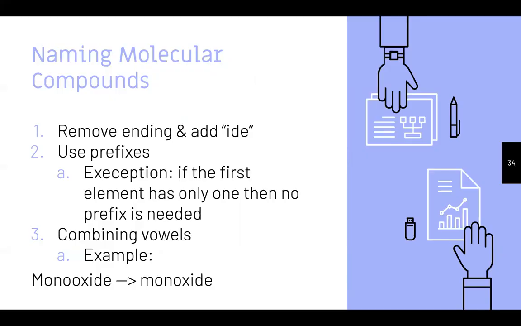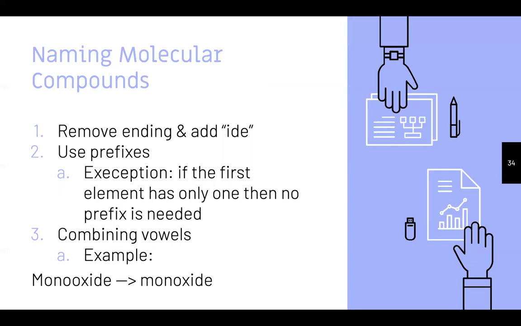Naming molecular compounds is a little bit more tricky. Remove the ending and add the "ide." Use prefixes, with the exception that if the first element has only one, then no prefix is needed. Combining vowels, for example: monooxide becomes monoxide, right? We combine those 2 O's together to form monoxide.